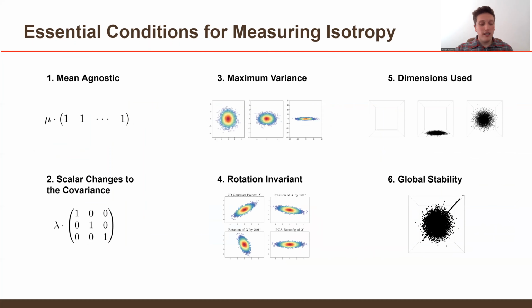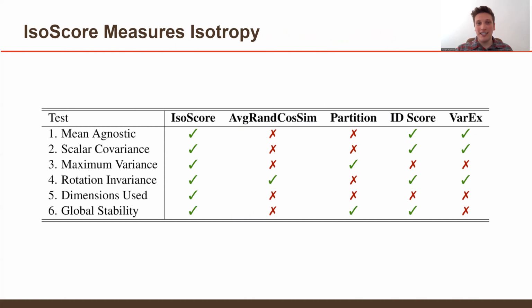Now, we developed 6 essential conditions for measuring isotropy directly from the definition of isotropy. And if a tool is to measure isotropy, it must satisfy each of these 6 essential conditions. I can't cover these in detail here, but if you're interested, please check out our paper on arXiv. Concerningly, average random cosine similarity and the partition score, which are the 2 most common ways to measure isotropy, only satisfy a small fraction of these essential conditions. And in fact, IsoScore is the only tool in the literature that satisfies all 6 of these essential conditions, and is the only tool that actually measures isotropy.